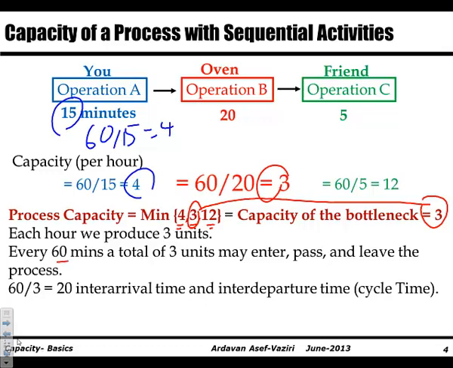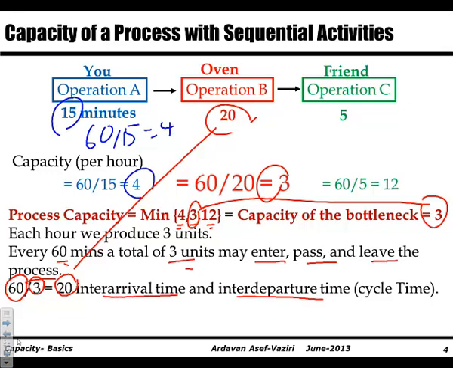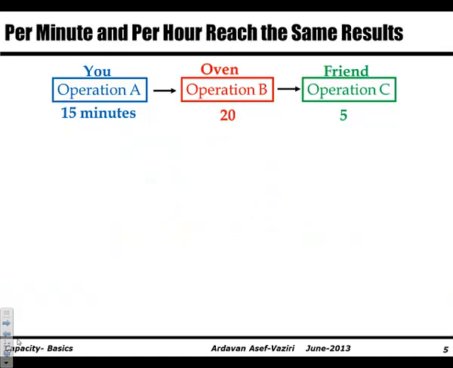Every 60 minutes, 3 units may enter, pass, and leave the process. So in 60 minutes, 3 units pass the process. Every 20 minutes, 1 unit passes the process, and we call it inter-arrival time or inter-departure time or cycle time of the process. The process that we considered here has capacity of 3, and every 20 minutes 1 unit of product goes out.